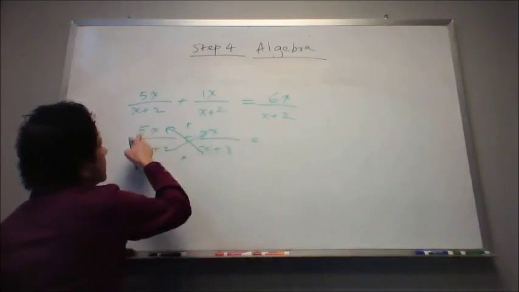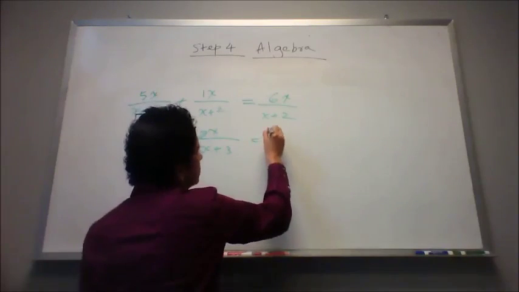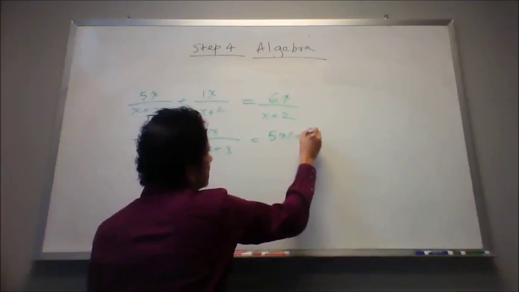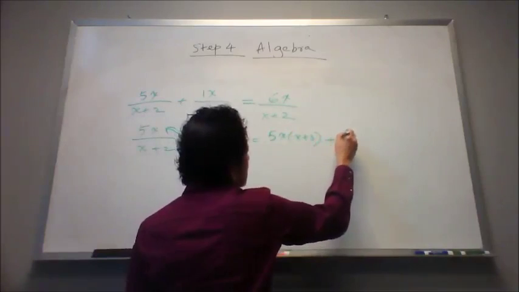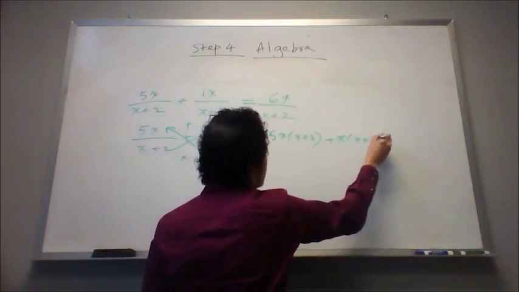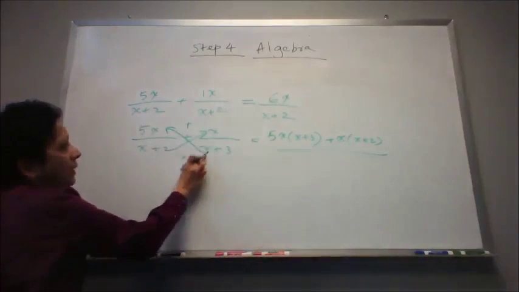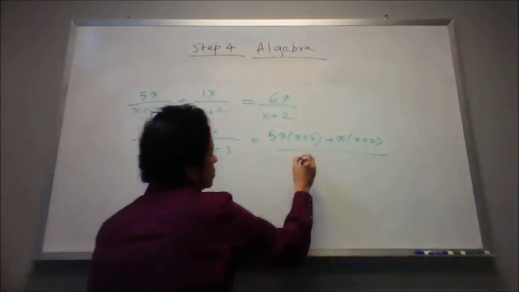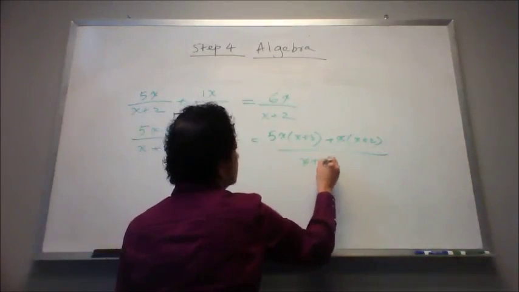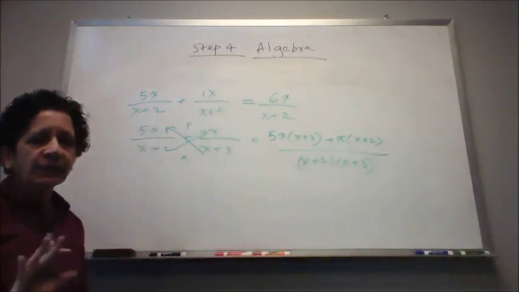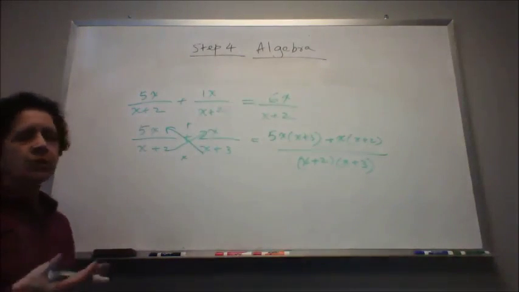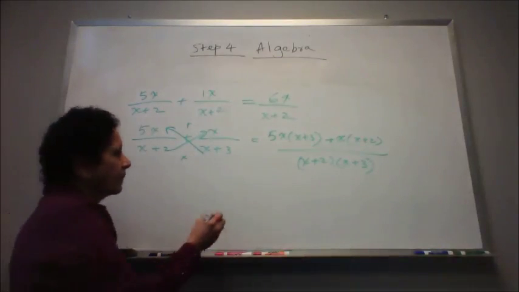So on the top, it's 5x times x plus 3. And then cross multiply this, so this is x times x plus 2. Then on the bottom, we multiply the two, so x plus 2 times x plus 3. So that's what we did before. It's the exact same thing. Instead of numbers, we have letters. That's the only difference, okay?